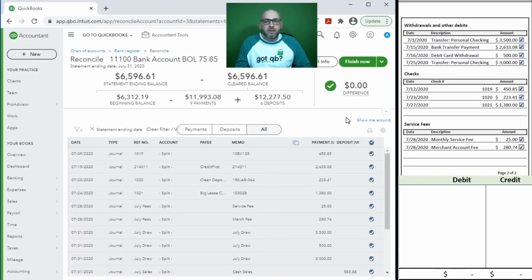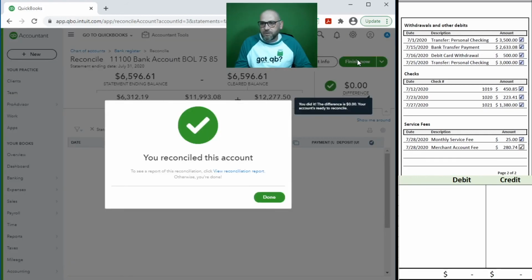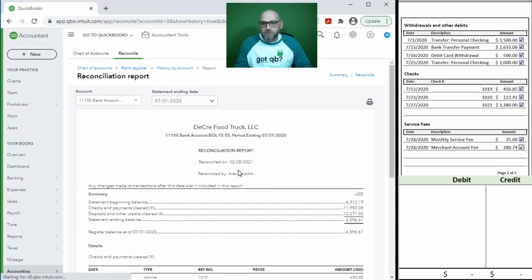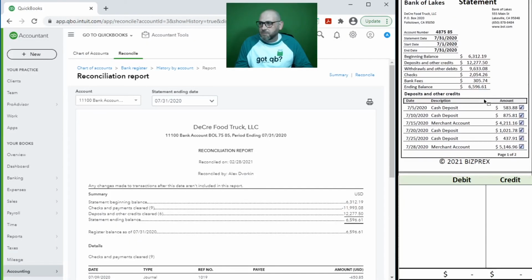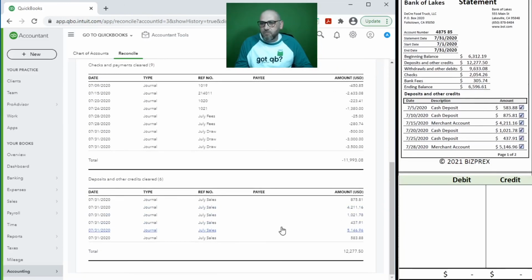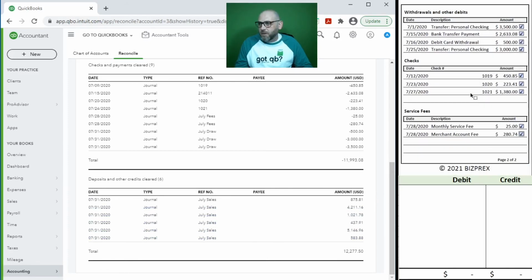Okay, so again, what I want to illustrate with this is that we do make mistakes, but reconciliation is an excellent tool to catch it. So here it is. Everything is good. It's already marked. We're good. We're going to finish it and view our reconciliation report. Here it is. Ending balance works. Deposits here right now, they're detailed, works. And all of our draws and other charges are right here.